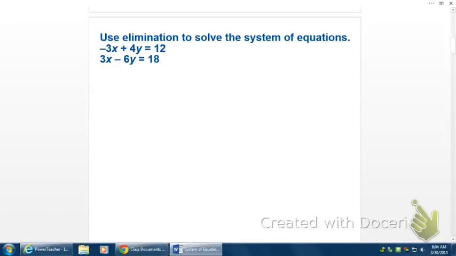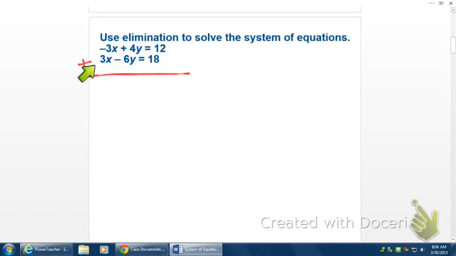Basically, this is the gist of solving this. If you have a negative 3x and a positive 3x, or let's say a negative 4y and a positive 4y, the whole thing about elimination is that we stack these up and add these values together, because the x's and the y's and our other value are all lined up right here.